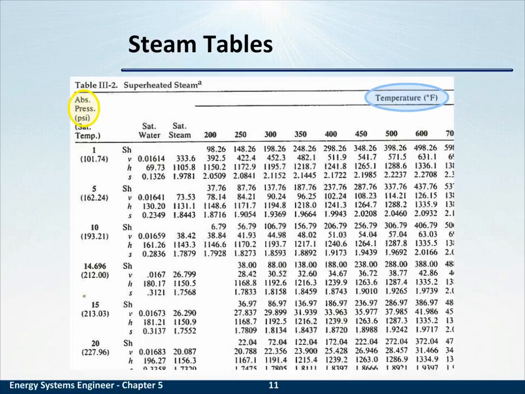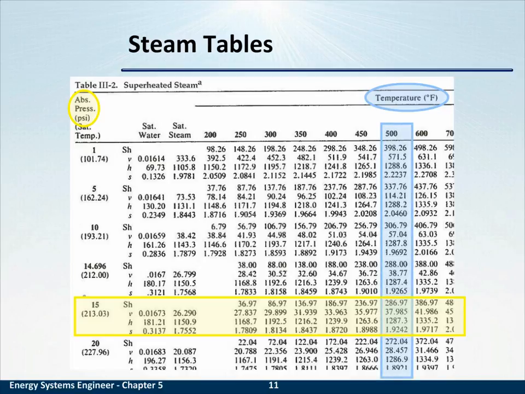What is meant by the saturated temperature is that at that absolute pressure, the saturated temperature is the temperature at which the liquid begins to boil. It's the point at which it starts to become two phases. So let's look at an example. Let's say we have an absolute pressure of 15 psi, a little higher than atmospheric, which is just above it at 14.696.